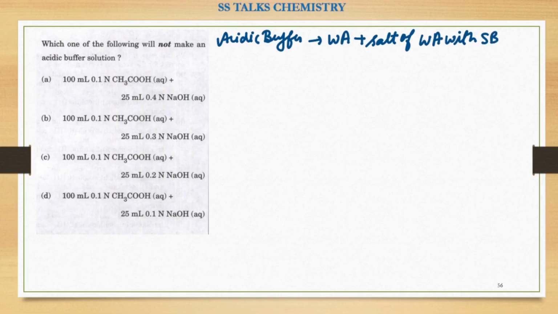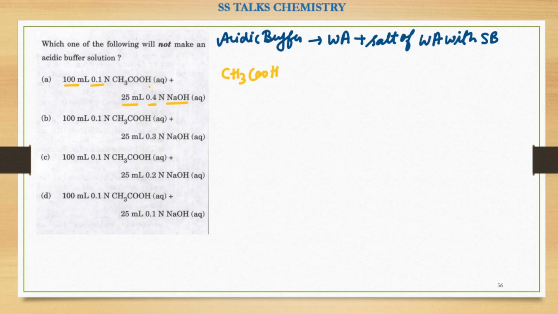These conditions should be satisfied. You should have the presence of the acid and the salt. So here, in the first option, we are having 100 ml of 0.1 normal acetic acid, and this is treated with 25 ml of 0.4 normal NaOH. So if I do the reaction, I will be getting acetic acid.